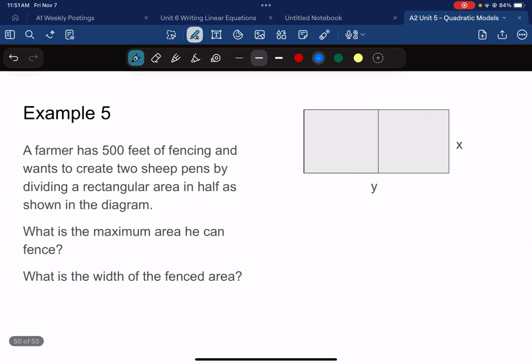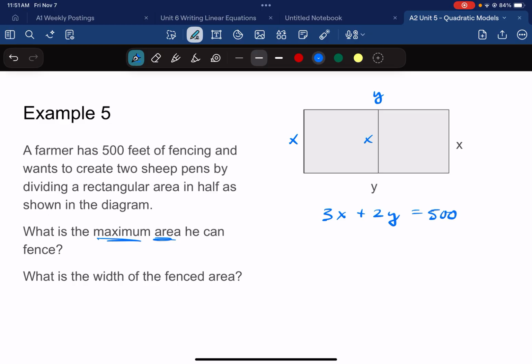Okay. Oh, these are good ones. These are about maximizing. We're going to maximize the area. Okay, so these are maximization questions. All right, so a farmer has 500 feet of fencing. He wants to create 2 sheep pens by dividing a rectangular area in half, as shown in the diagram. So every black line is a piece of fencing. So really, you have 3 pieces of fencing that are x, and you've got 2 pieces of fencing that are y. And I know that he's using all the fencing, so that equals 500 feet of fence.